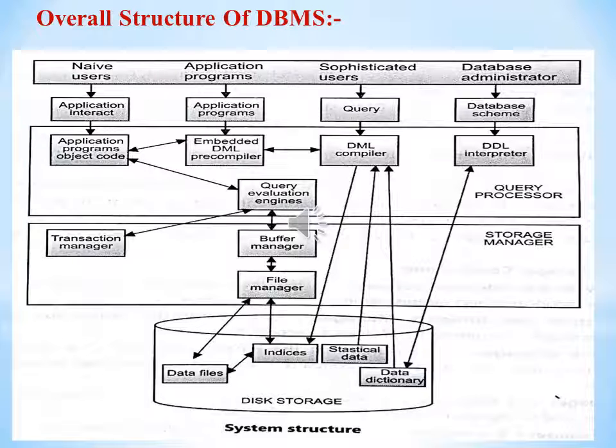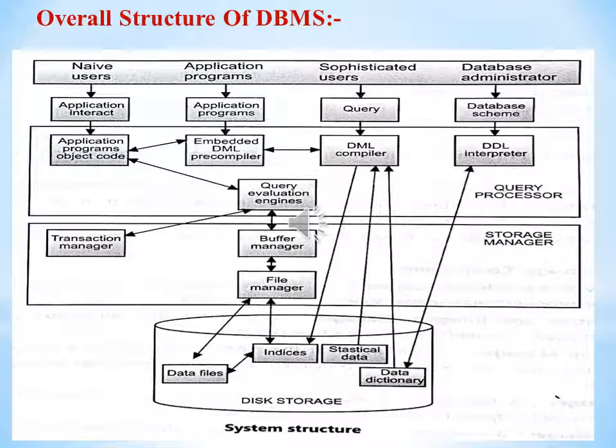Next topic is the overall structure of the DBMS. A database system is partitioned into modules that deal with each of the responsibilities of the overall system. The functional components of a database system can be broadly divided into the storage manager and the query processor. These are the components of the database system, and the storage manager is important because the database typically requires a large amount of storage space. The query processor is important because it helps the database system to simplify and facilitate access to data.